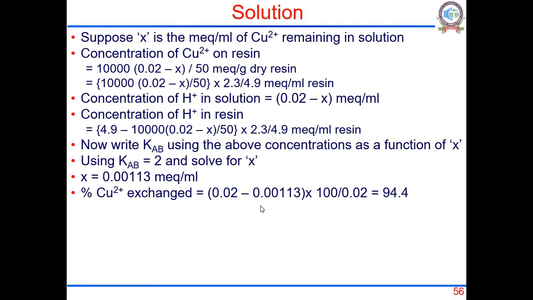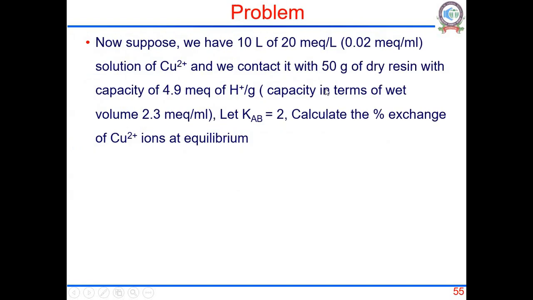Okay, so here is the corrected value: 0.02 minus 0.00113, into 100, divided by 0.02. That is the 94.4% exchange of copper ions. So you can see, because Kab is 2, how favorable it is for ions to get exchanged with copper ions, and particularly because we have used 10 liters of solution and 50 grams of resin. Now we can think about how to optimize this to get a certain degree of recovery and so on and so forth.